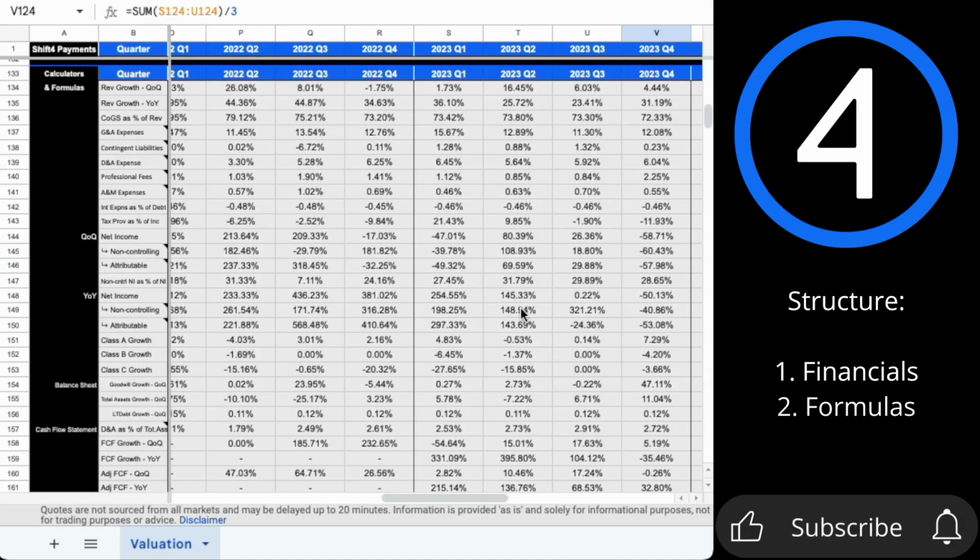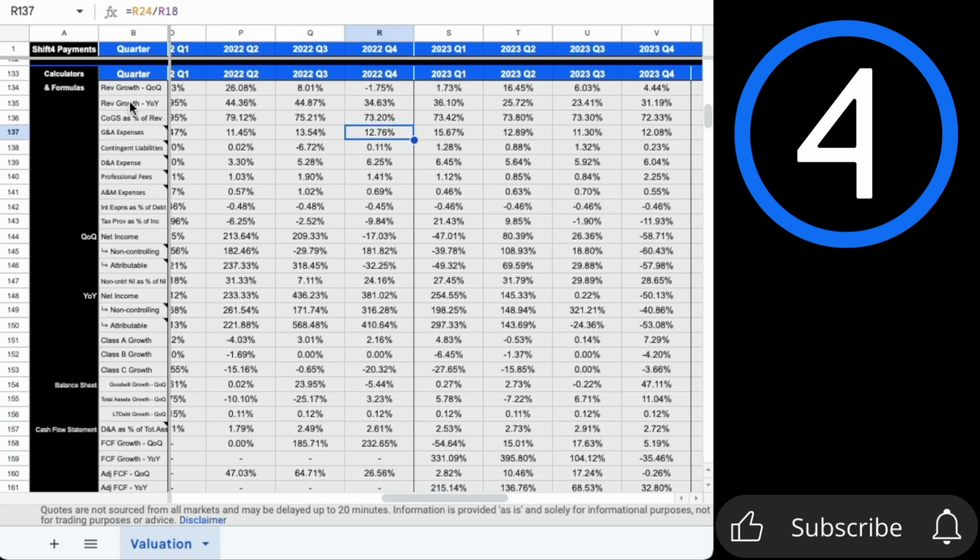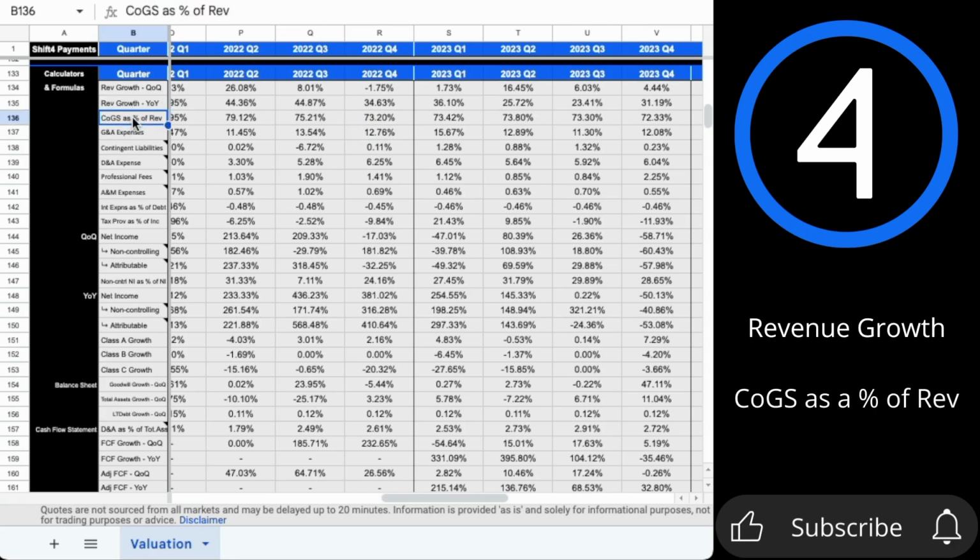This next section, think of this as a calculator and formula section. This takes the reported numbers from above and looks for relationships between the numbers and gives us an idea of what to expect for forward values. What I mean by this is we'll use the example of revenue growth and the example of cost of goods sold as a percentage of revenue.